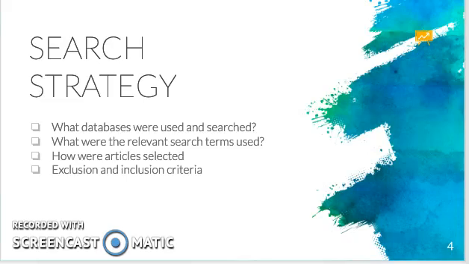So what databases were used and searched? For our group, the search strategy involved using the databases supplied by Capital University, which included Google Scholar, PubMed, Medline, and ProQuest. And the researchers used a large collection of databases on the Blackmore online library.